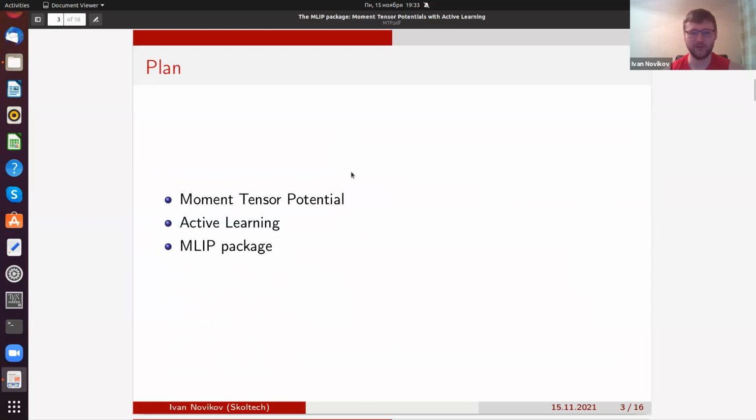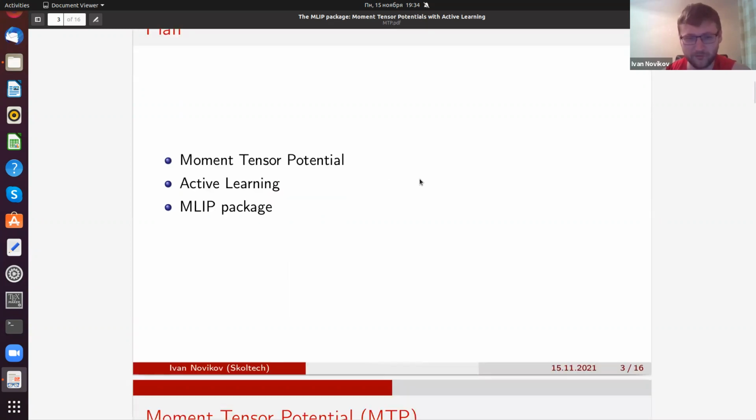Okay, but let's move on directly to my presentation. Here is the plan. It will be something like a 20 minute presentation. First, we'll talk about moment tensor potential. We'll introduce it, and I will try to do it as simply as I can. Next, I will talk about the active learning algorithm, also an important algorithm for training set construction. We have already discussed a bit today, as I heard, training set construction, so active learning is important. And in the end of this presentation, I will say several words about the MLIP package. After these slides, we will go directly to the demo.